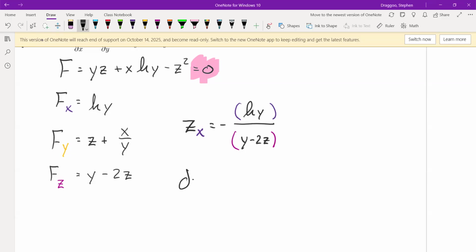The other one that I wanted was the derivative of z with respect to y. I'll write this one out in its full notation just to emphasize that they can be written either way. We'll know what you mean. This guy should be a y derivative on top and a z derivative on bottom. Don't forget the negative sign out in front. But my y partial was z plus x over y, and my z partial is still y minus 2z.